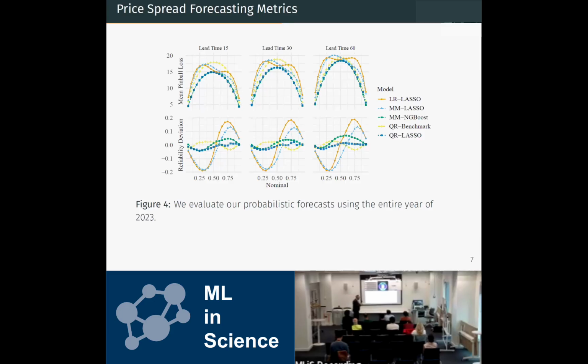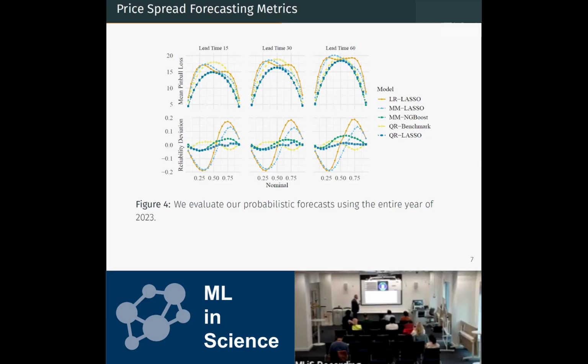The other metric that we are using a lot is the reliability deviation, where we want to assess how reliable our model is. We want the model to predict the same probability as the actuals all the time, at different probability levels. As you can see, the top performing models at the moment are the mixture model with boosting algorithms, and of course the lasso, the penalized quantile regression.